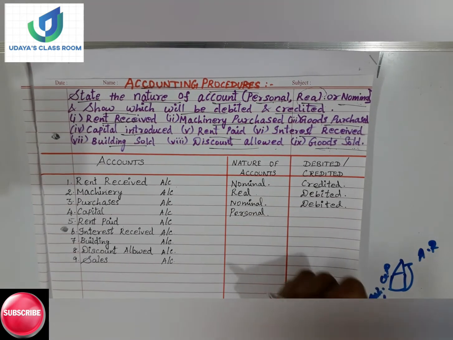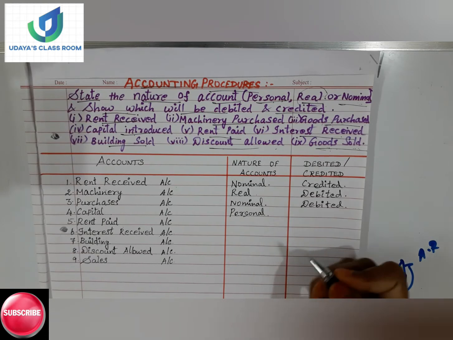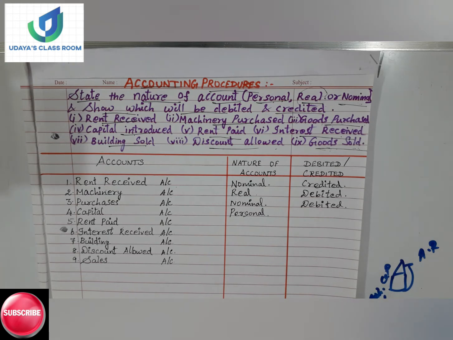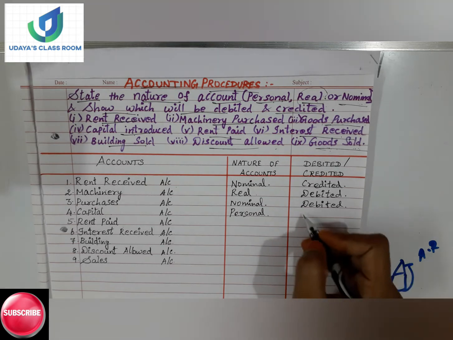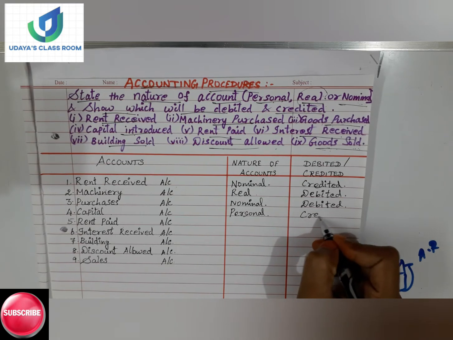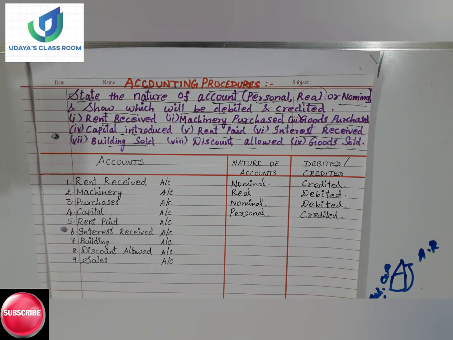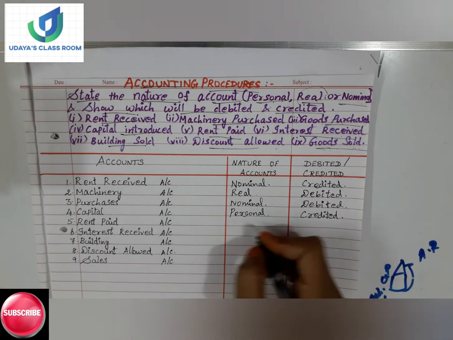The nature of account is personal. So whether the capital should be debited or credited when the natural person investing in the business as capital, it should be credited. Why it should be credited? For an organization, it is an income. So we have to credit.